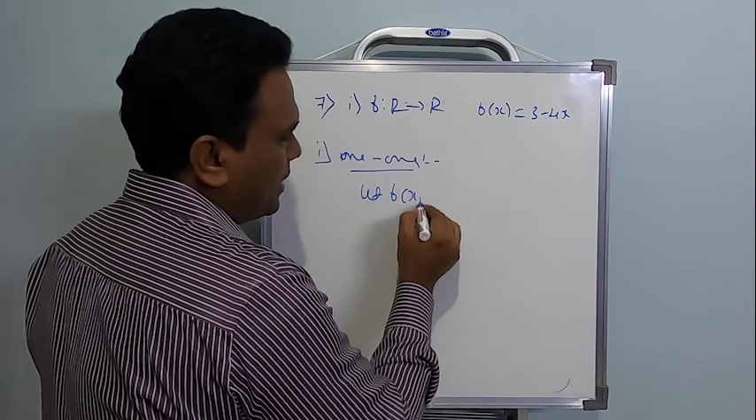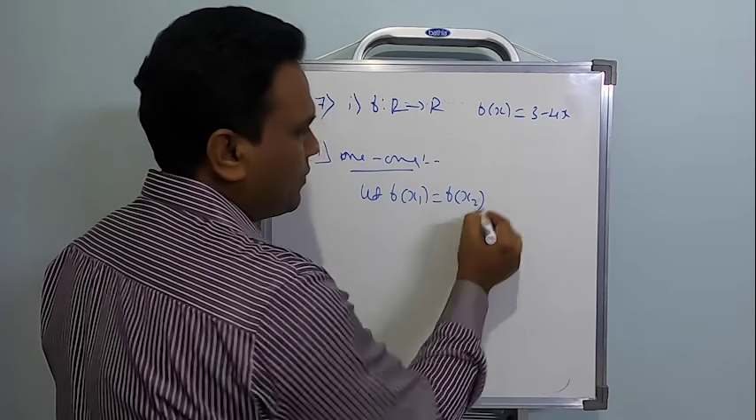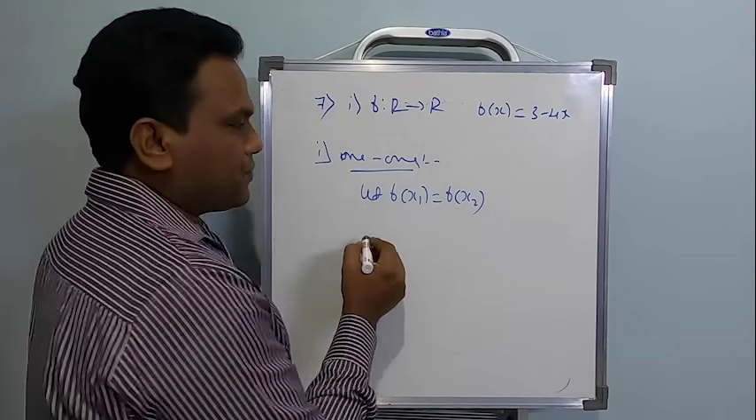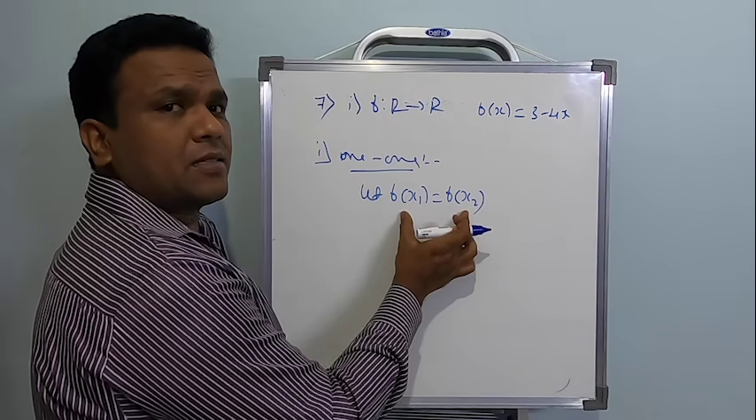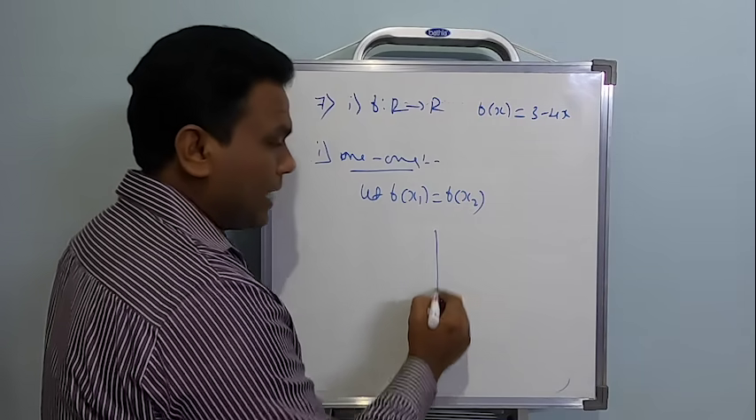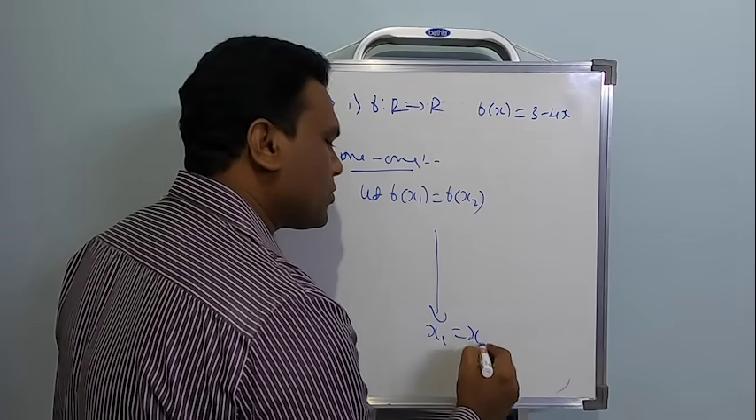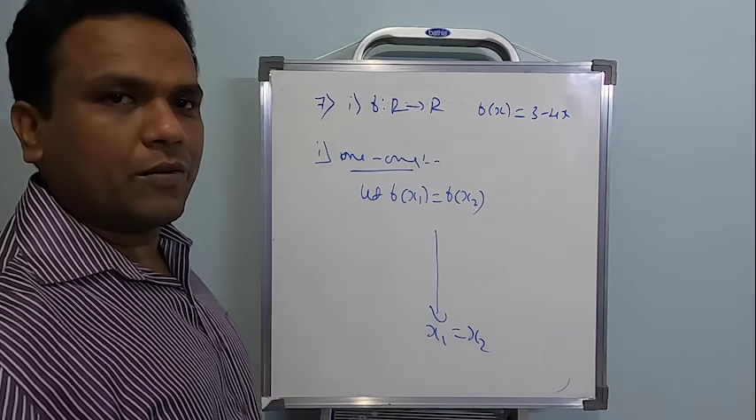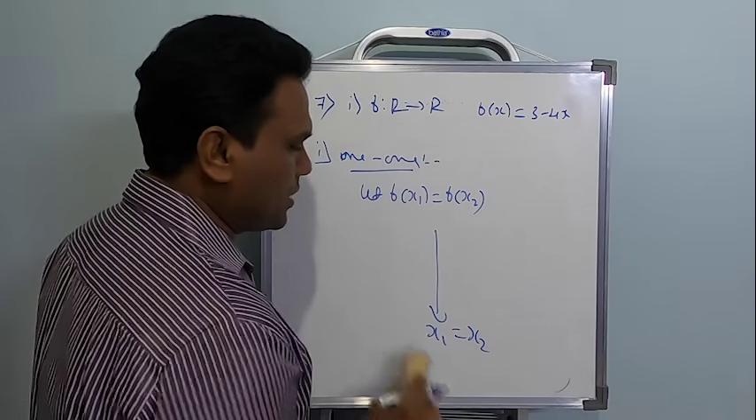Let us assume that f of x1 is equal to f of x2. That means we assume that the images are same. If you are able to reduce it and the elements are also same, then the function is said to be one-one. Let us see if we can draw this conclusion.